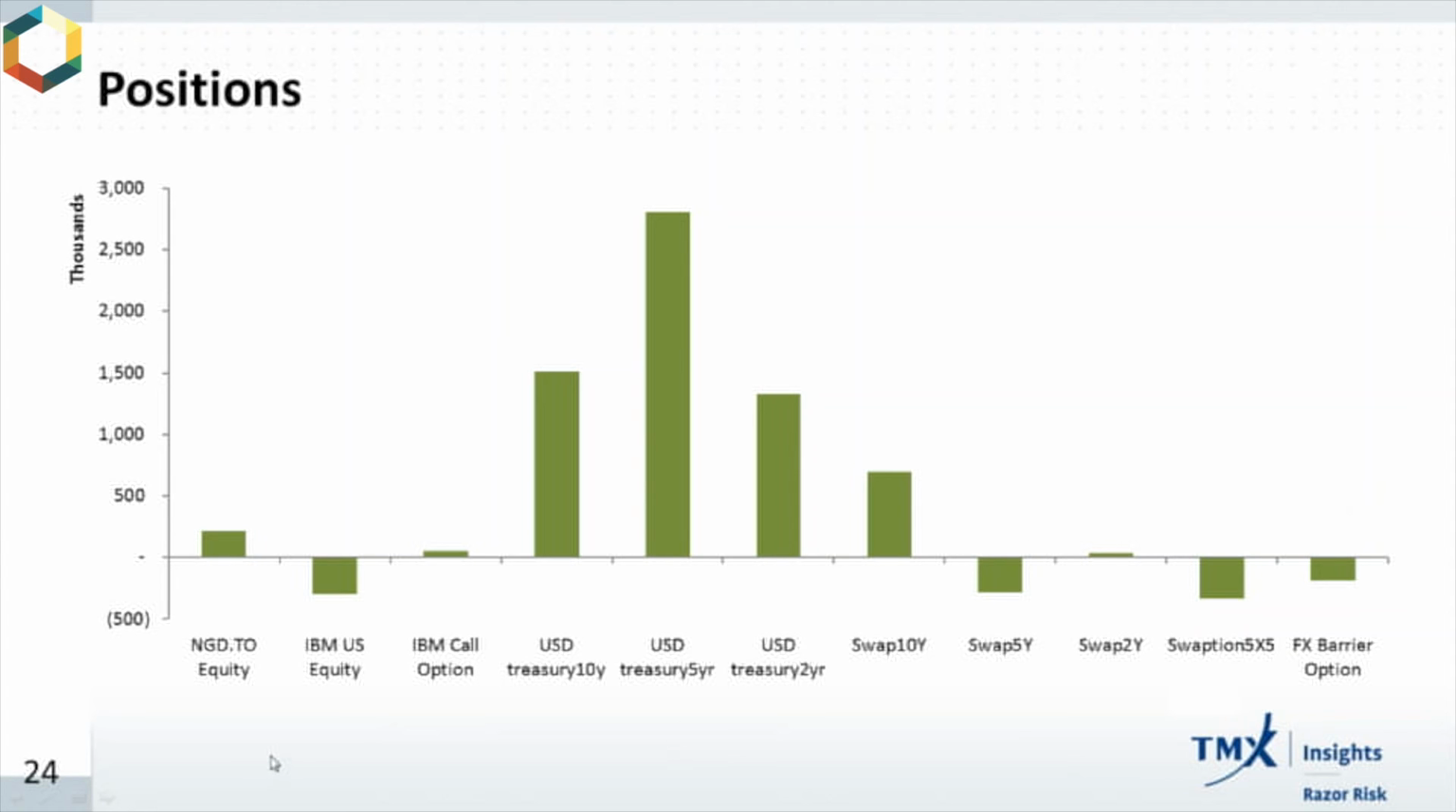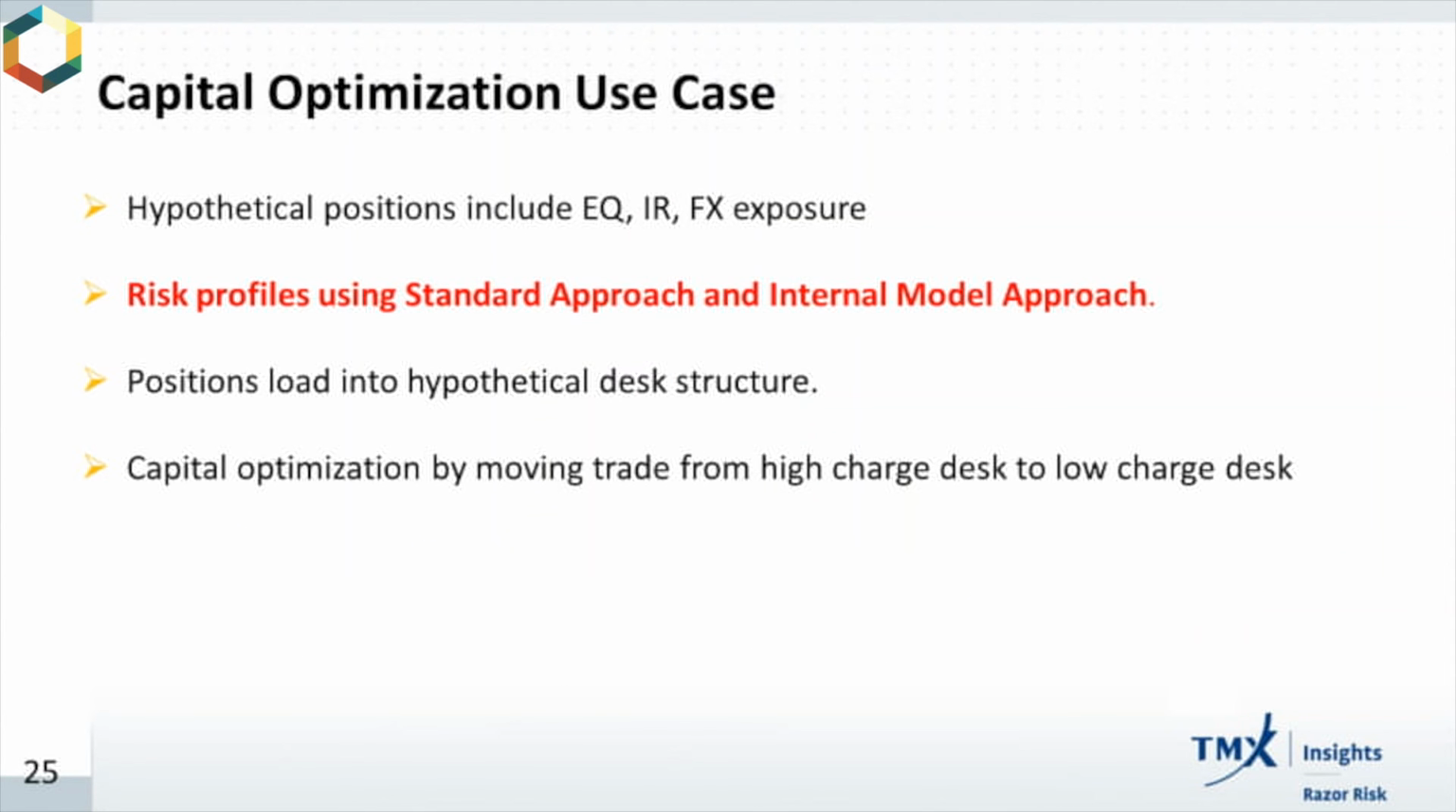And most of them are long positions, but only 3 of them are short, including IBM stock, swaption, and FX barrier option. Moreover, all of them are USD positions except the first one, NGD.TO equity. It is in CAD. So since our reporting currency is Canadian dollar, most of our positions will have FX risk charge. So now I will show you the risk profile using the standard approach and the internal model approach.